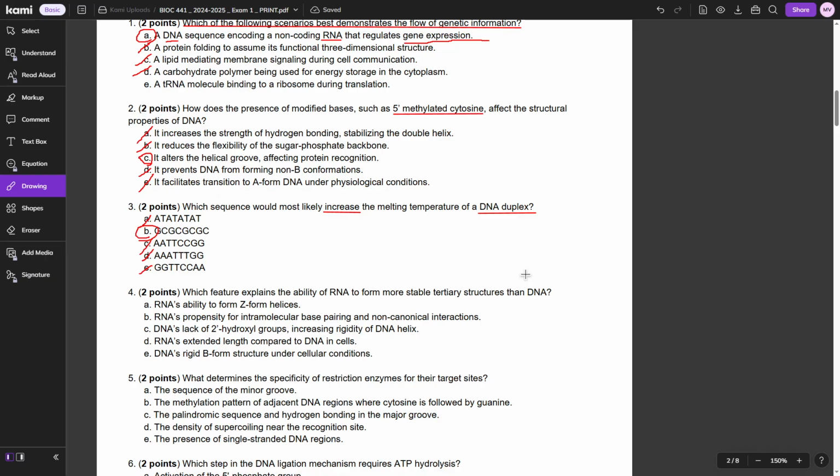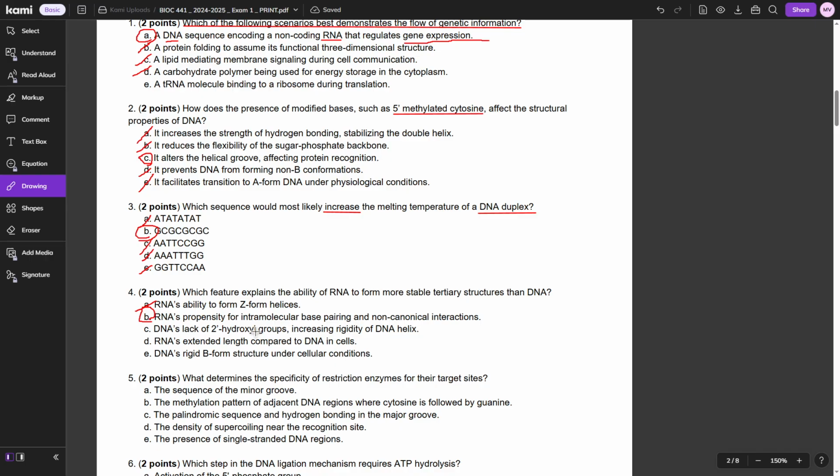So I would say that anything to do with RNA forming its own structures with its own intramolecular bonding, like intramolecular hydrogen bonds where it folds on itself and stuff like that. So RNA's ability to form a Z-form helix. Okay, this has nothing to do with explaining the ability of RNA to form more stable tertiary structures. RNA's propensity for intramolecular base pairing and non-canonical interactions. Okay, I like this one.